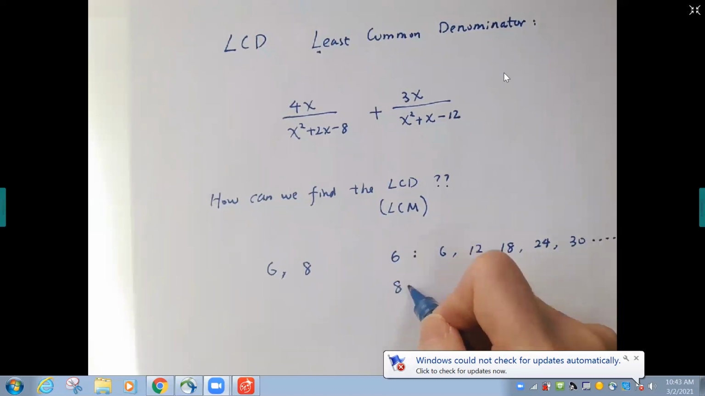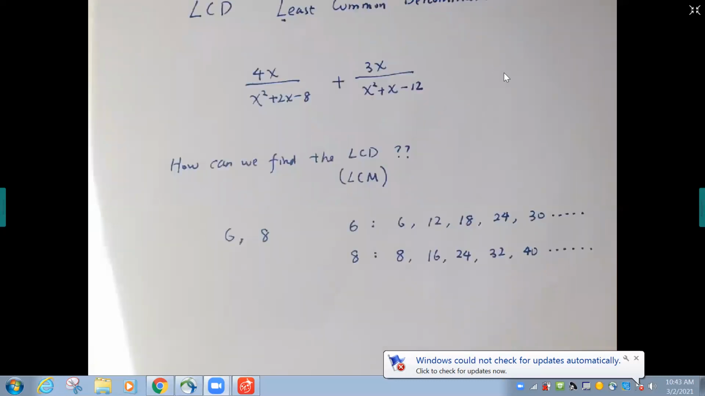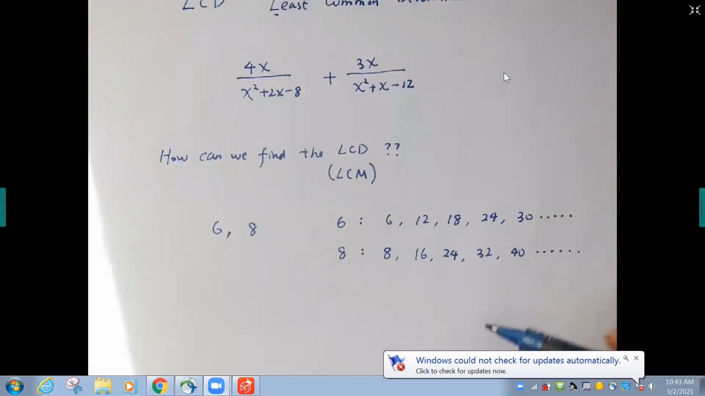Now let me write down the number 8. The number 8 has multiples: 8 times 1 is 8, times 2 is 16, times 3 is 24, times 4 is 32, times 5 is 40, and so on. Let's see what we have here. All the numbers in the first row are multiples of 6. The second row are all the multiples of 8. If we continue, there is an unlimited number of multiples for both of them.